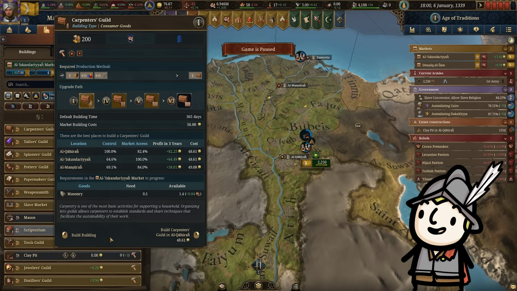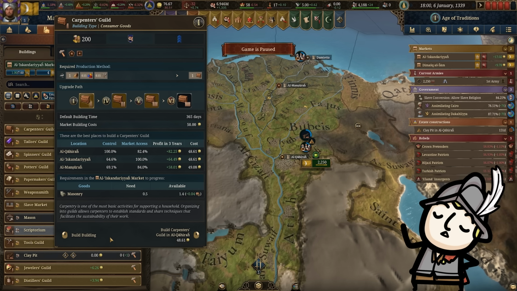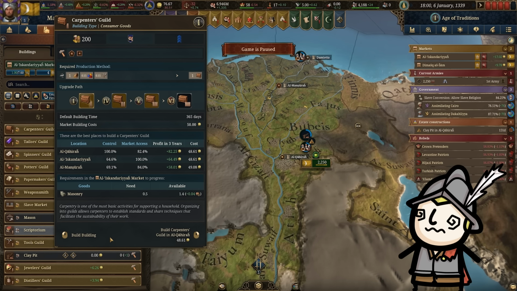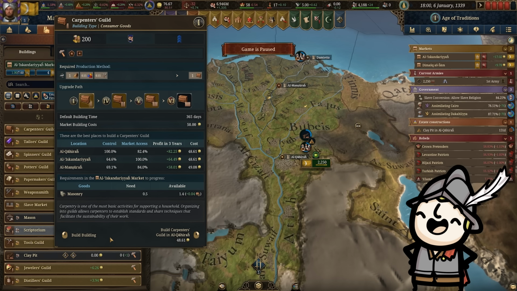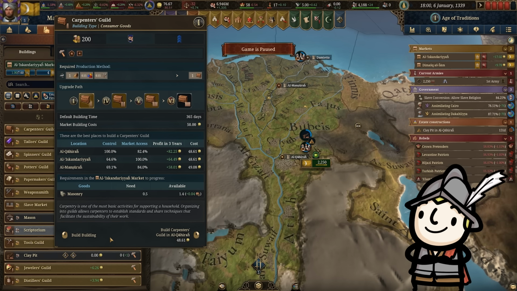So the most valuable places to build at the moment are going to be the places with high control and high market access. I know that was a lot of information to throw at you very quickly, but at the end of the day, both these numbers being high is good. And we've covered a couple things that you can do to help increase those numbers.